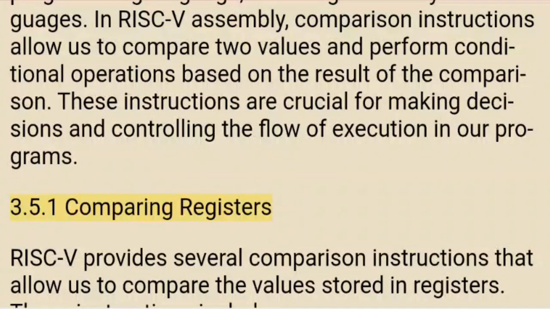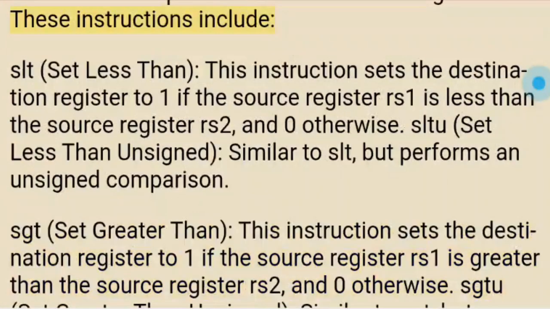3.5.1 Comparing registers. RISC-V provides several comparison instructions that allow us to compare the values stored in registers. These instructions include SLT, set less than. This instruction sets the destination register to 1 if the source register rs1 is less than the source register rs2, and 0 otherwise.